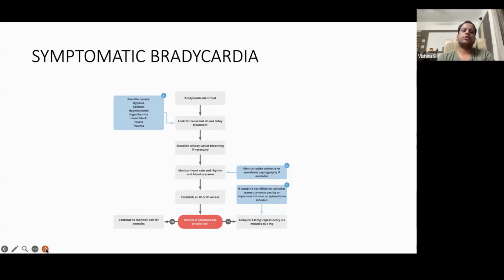And if non-responsive, start dopamine or isoprenaline. And if these measures do not respond, then you should connect the patient to transcutaneous temporary pacing or intracardiac temporary pacing as life-saving measures. First, always rule out the possible causes. This is the resuscitation pattern and the method to identify the patient who is troubled with bradycardia. Most patients coming to the OPD with bradycardia usually will not have these problems.